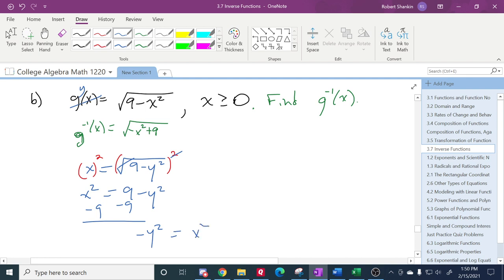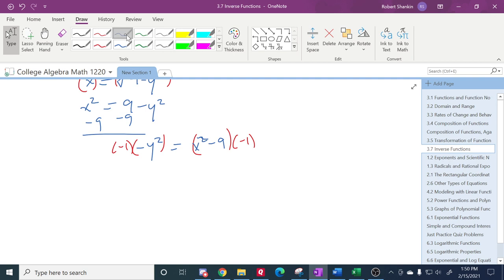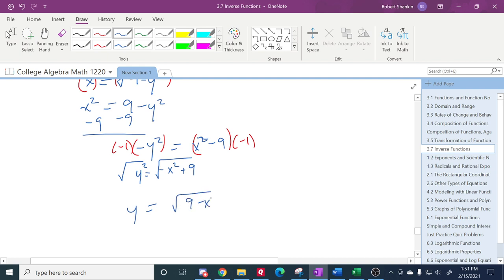Then I multiplied each side by -1, and then I did the square root for both sides. Okay. When you multiply this side by -1, it'll look like subtraction, so I have to put extra parentheses around that. And then I'm going to get y squared. And then the square root of both sides. And y equals the square root of 9 minus x squared.